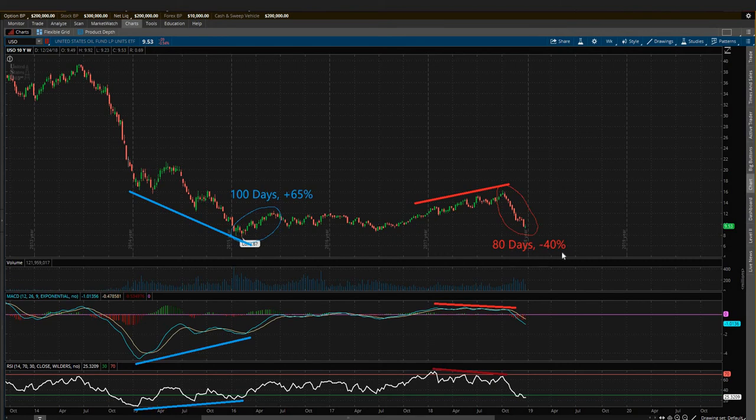This one was down 80 days and 40%. Well, it wasn't down 80 days, but over the course of 80 days, it was down 40%. And so that brings us to the question, how can you trade using these different divergences?